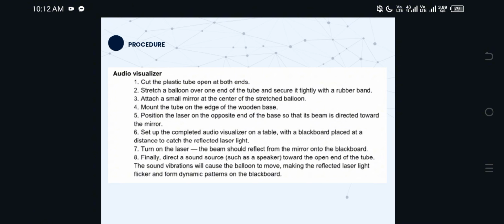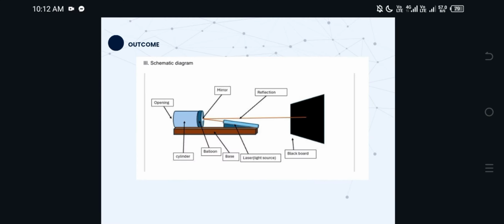The sound vibration will cause the balloon to move, making the reflected laser light flicker and form dynamic patterns on the blackboard. Okay, this is our schematic diagram.